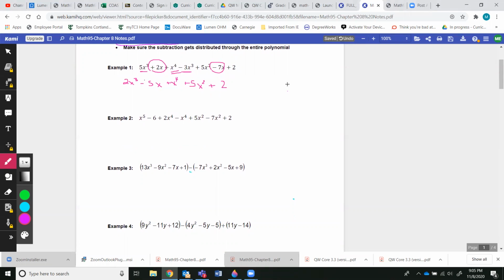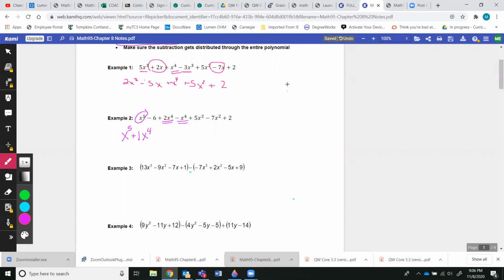So in example 2, for example, I know we did 1 in class. So we look at here, we have x to the 5th. There is no other x to the 5th term, so that's just going to stay as it is. Now I can either just go in order here, or I can look for the next exponent down. That will then put my answer into that standard form that we want. So I'm going to look and say, okay, I have a plus 2x to the 4th minus 1x to the 4th. So 2 minus 1 is 1x to the 4th.